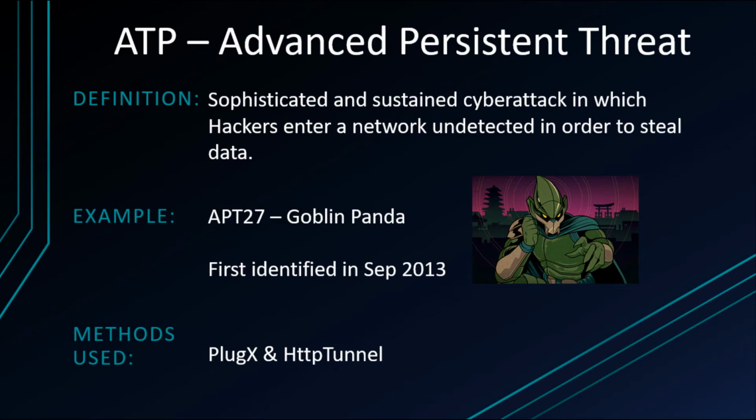Let's start with APT, Advanced Persistent Threat. Quick definition: sophisticated and sustained cyber attack in which hackers enter a network undetected in order to steal data. Some good examples: APT-27, also known as Goblin Panda, first identified in 2013 in September. Methods used: PlugX and HTTP tunneling.